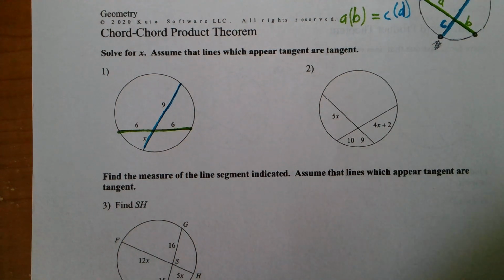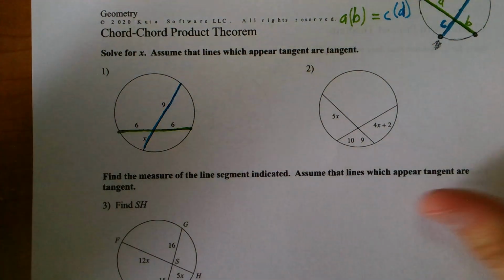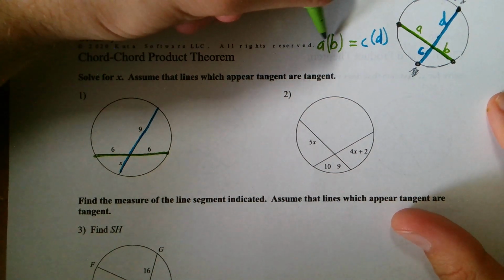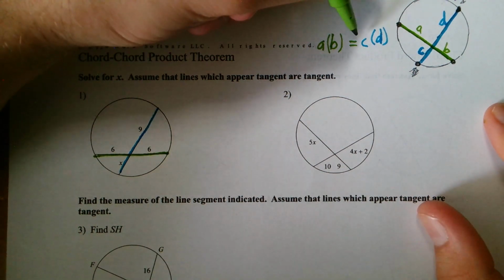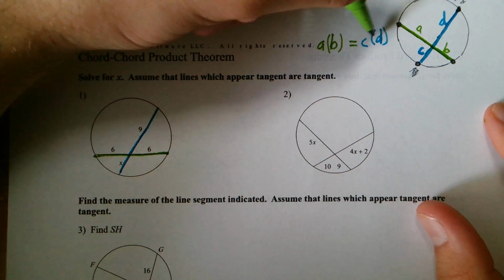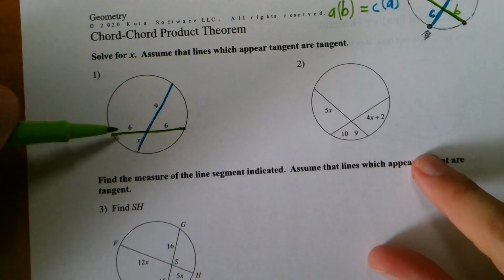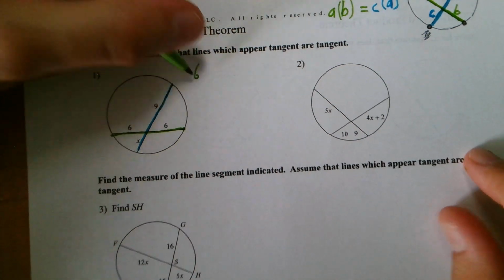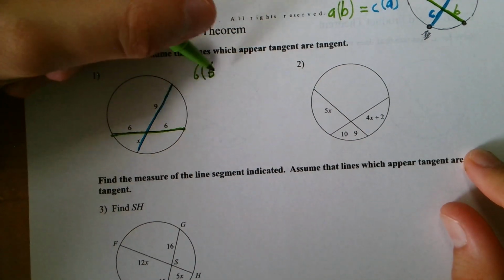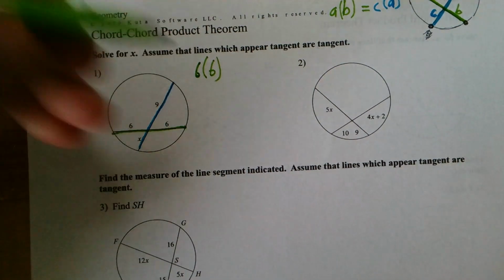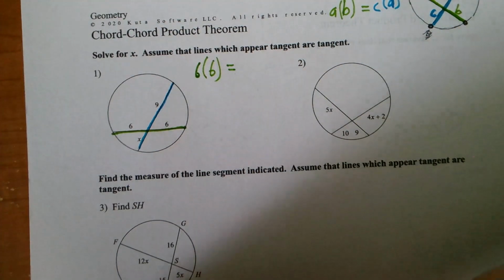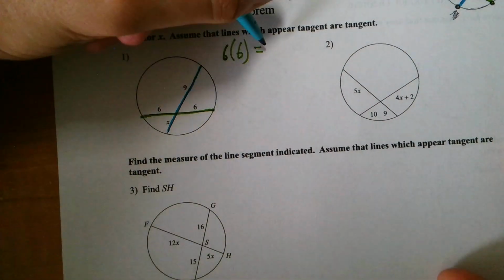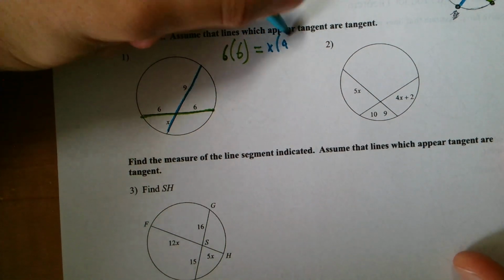Alright, just like up here with these two chords, I need to take both parts of one chord and multiply them. Then I'm going to set that equal to both parts of the other chord multiplied together. So let's start with the green chord. I have both parts. That's going to be 6 times 6. Then on the other side, we're going to multiply both parts of the blue chord. That's going to be x times 9.